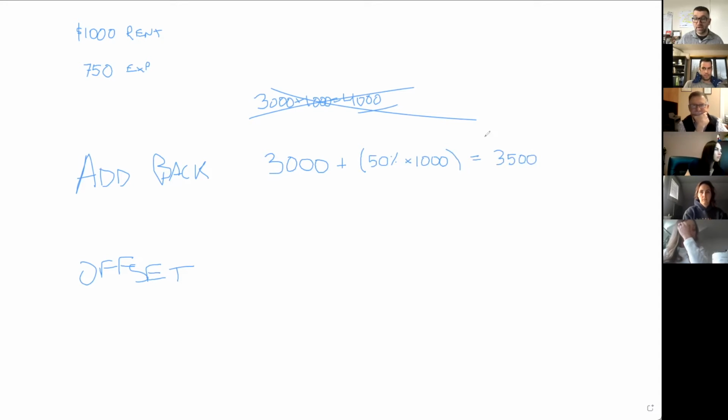All right, so now we've got an income figure. We also have to flip back and say, well, we know what the income is, so what are the expenses? So let's deal with just the subject property for now. I'm going to switch this screen share back to here.